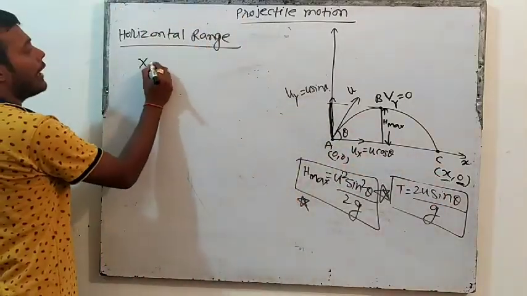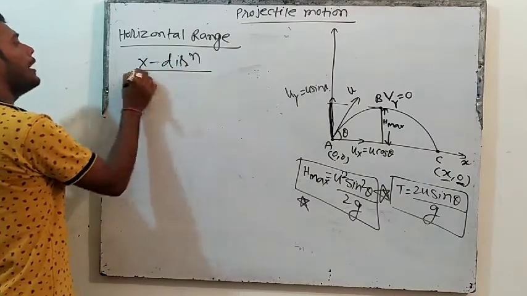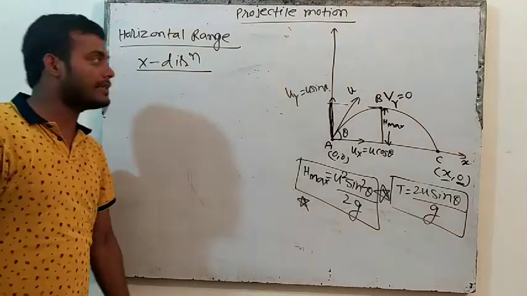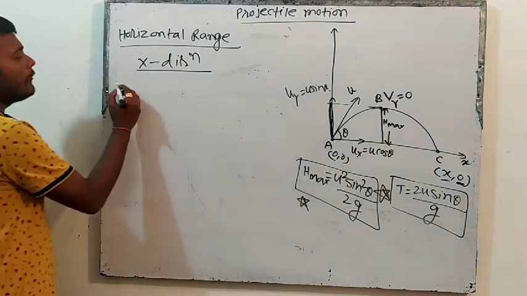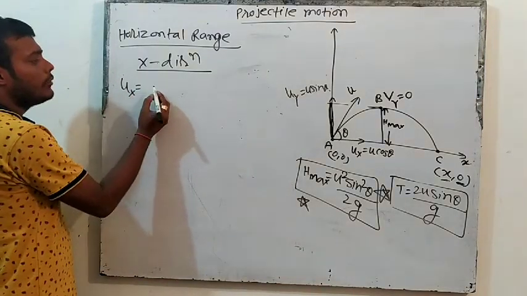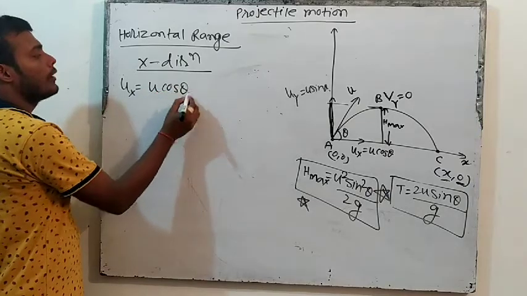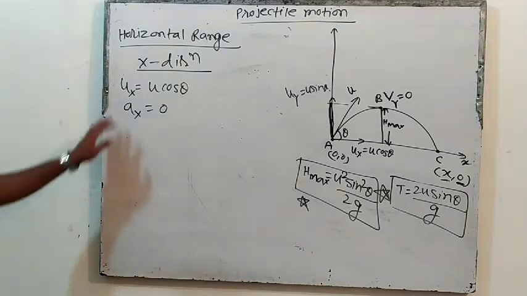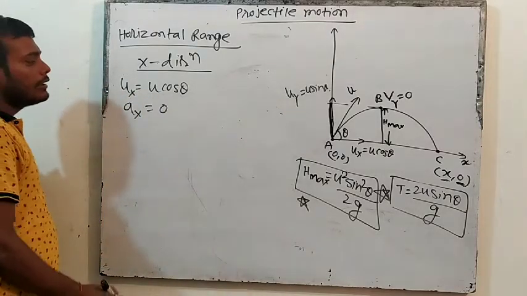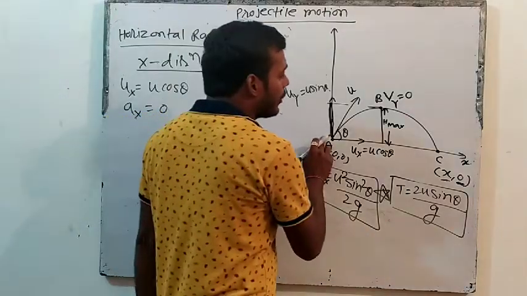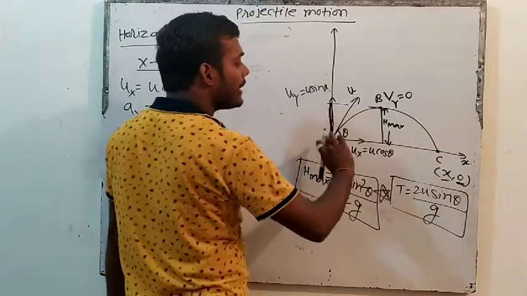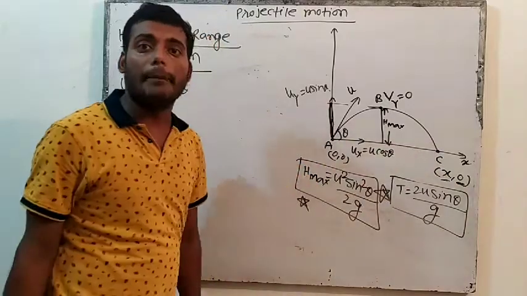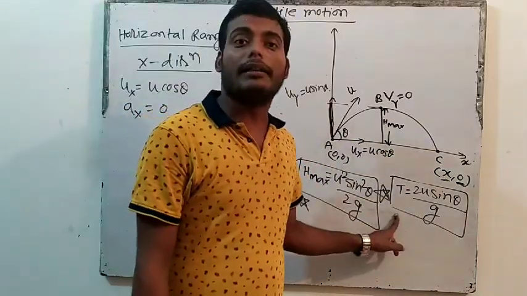So for finding horizontal range, we will choose which direction? X direction. In X direction, how many things do we know? Initial velocity in X direction, u cos theta. Acceleration in X direction, 0. We know the time when the object goes from A to C. It is going on this path, so it will take some time, and I have already calculated that: it is equal to the time of flight.